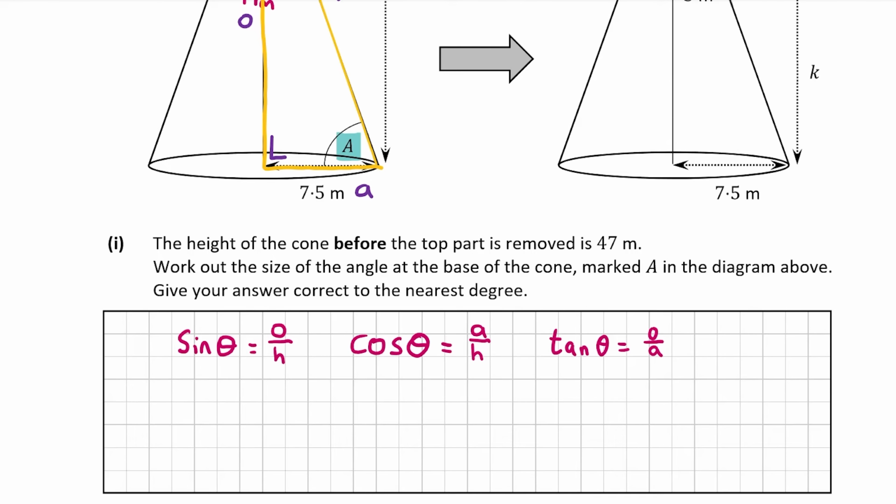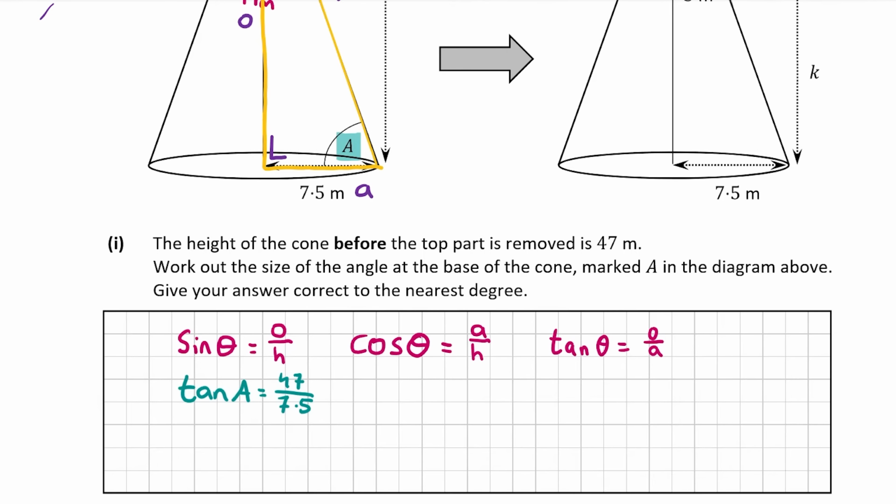There is a version of them in the formula book, however, I think it's better to learn it like this, but feel free to learn it in the formula book if you find that helps you as well. So my angle is A, so I'm going to say tan A equals the opposite, which is 47, over the adjacent, which is 7.5. So I get tan of my angle A equals 47 over 7.5.